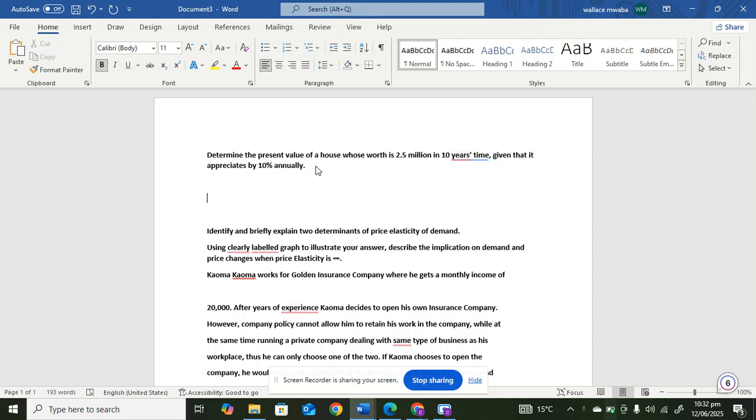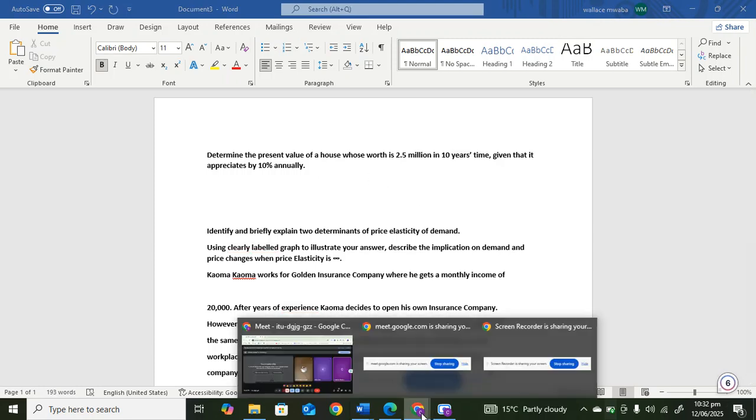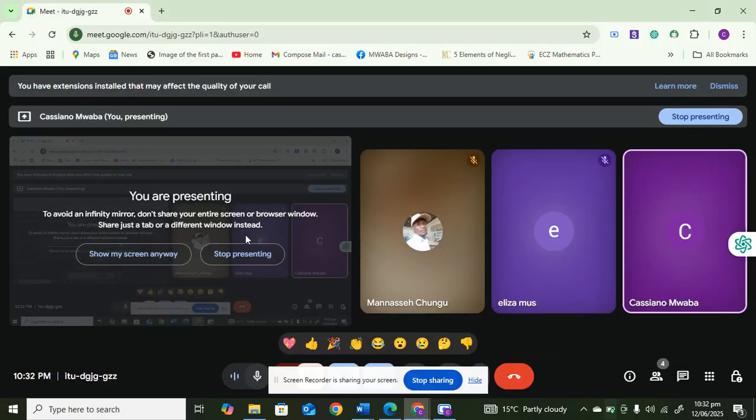Okay, this comes from the time value of money topic. So, colleagues, what is the formula for the present value? How do we find the present value? Let me see if we still remember. Mr. Manasseh, do you remember how to get it? Madam Eliza?